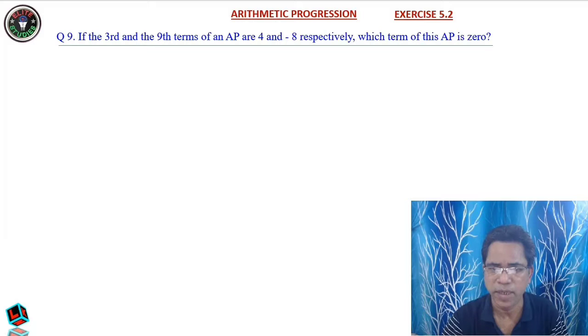It is given that A3 is equal to 4, it is given to us. And what more is given to us? A9 is equal to minus 8, it has been given to us. So from the first condition we can get A3 is equal to what? We know AN is equal to A plus n minus 1 D. So it will be A plus 2D. A plus 2D will be equal to 4. Because this number will be less than this number.